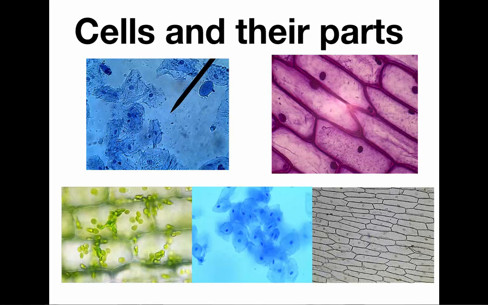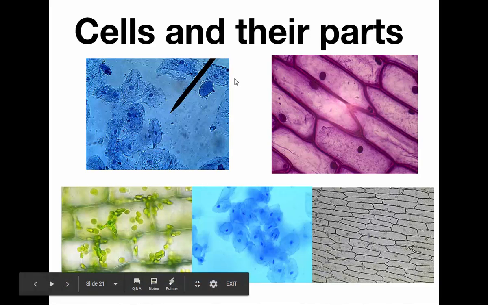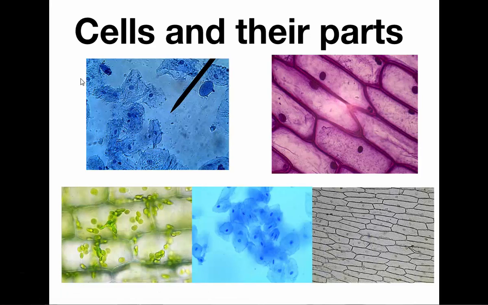So these are some images of various cells that we're going to be looking at in the course of this unit. We'll look at all of these types of cells. Yeah, Megan? Are the purple cells part of an onion? They are. They're part of a red onion. Those purplish onions you buy at the grocery store, yeah. These are human cheek cells. These are Elodea cells. These are regular onion cells.